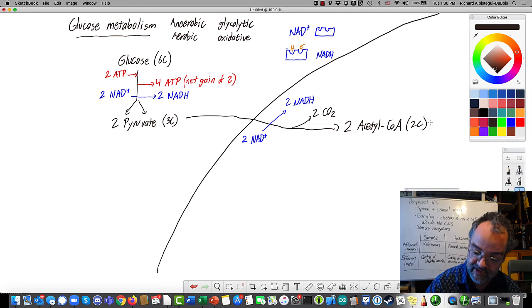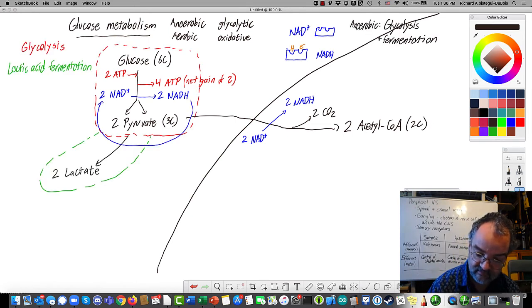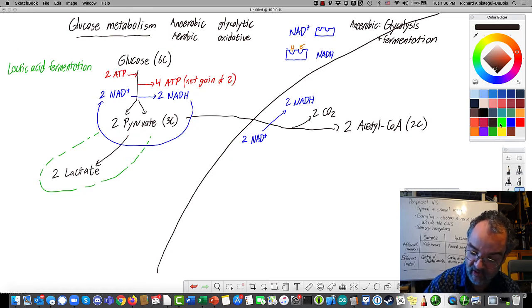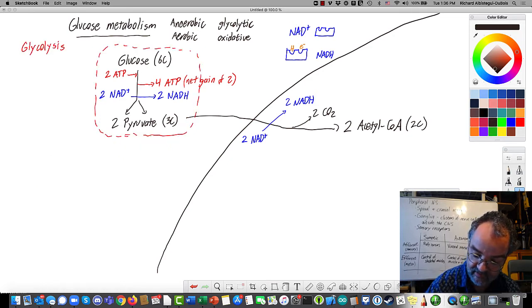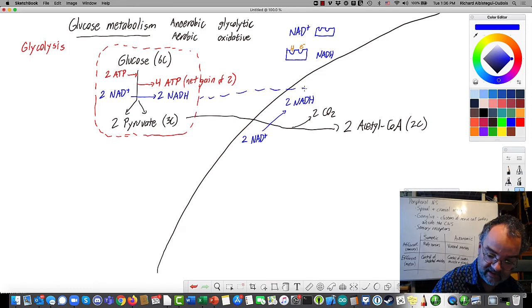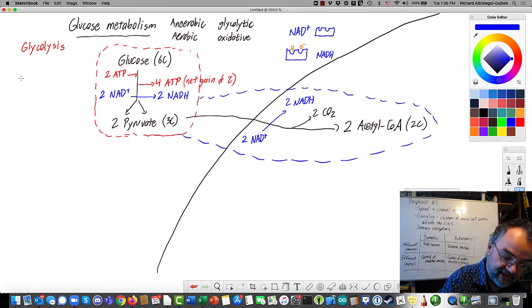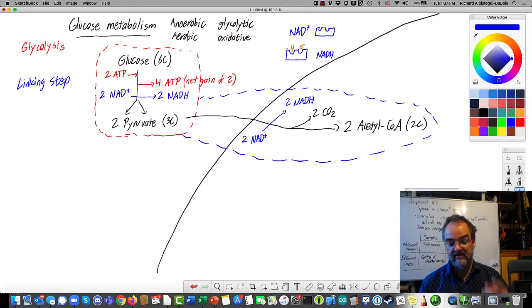So this particular step, this one actually has several names. I like the one that we call the linking step. So that one involves pyruvate becoming acetyl-CoA inside the mitochondria.